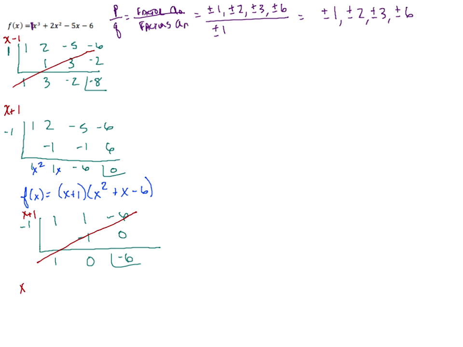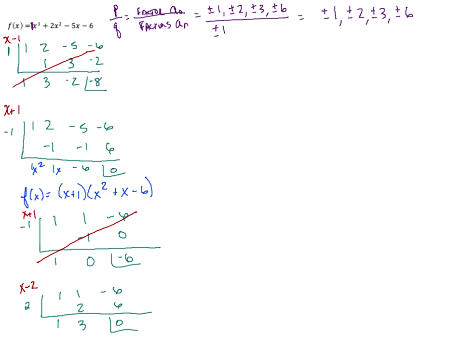All right, now we're going to check x minus 2. So my c will be 2. 1, 1, negative 6. Combine down, multiply, combine down, multiply, combine down. We have a winner.